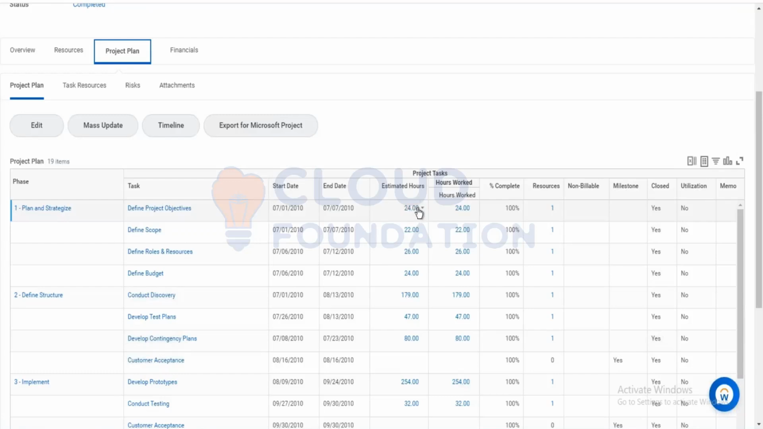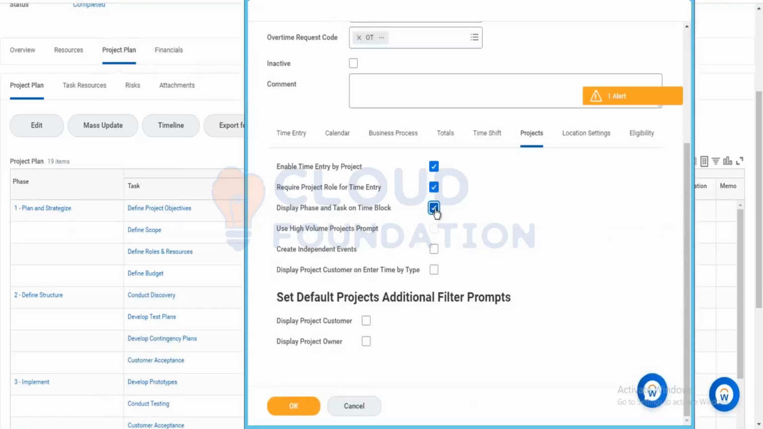Your program manager or project manager gives the estimated hours, how many hours the person should be assigned for that particular project. So the first thing you need to do is enable this in order to use it. You will click on the project, and then go to which phase of the project you are working in, and what activities you need to do on that project.